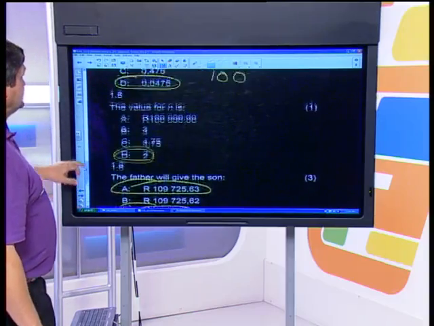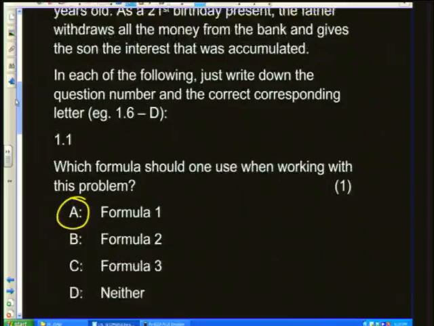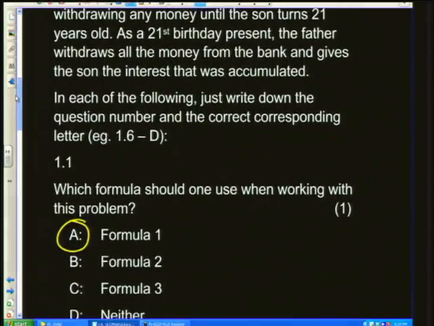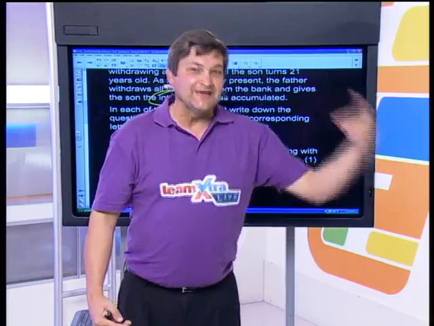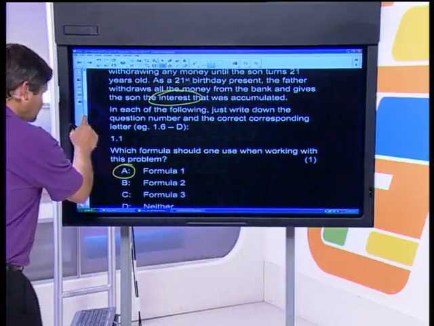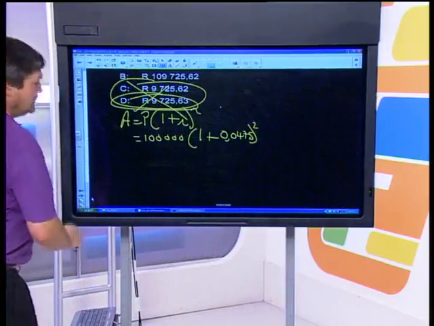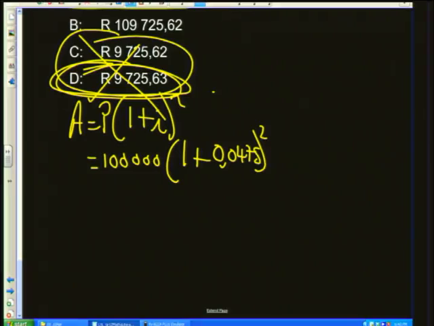Have we read the question correctly? The question says, as transfer, the father withdraws all the money from the bank and gives the son. Hold on. This is not just a pretty face, okay? He gives the son what? Only the interest. So I ask you with tears in my eyes, who was right initially, my lady? Ah, so it is the 9,725 Rand and 63 cents.